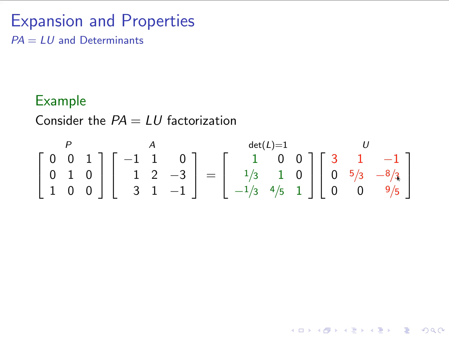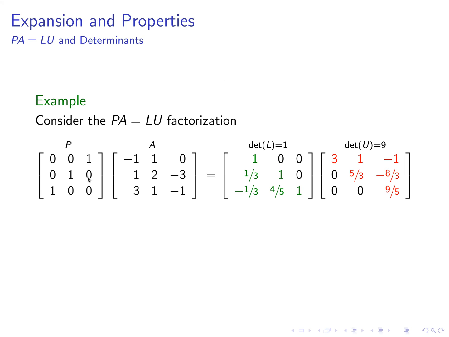What about the determinant of U here? Well, U is an upper triangular matrix, so all we need to do to calculate its determinant is multiply the diagonal entries together. So here the determinant of U should be 3 times 5/3, which is 5. Then we multiply by 9/5, which is 9. So the determinant of U here is equal to 9.